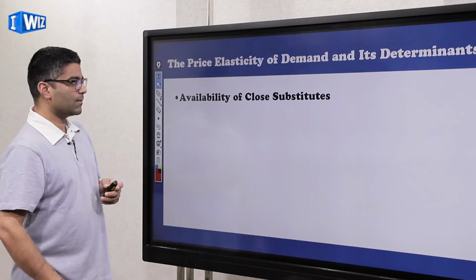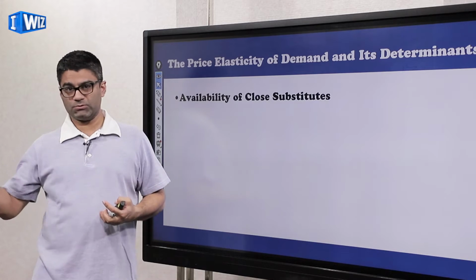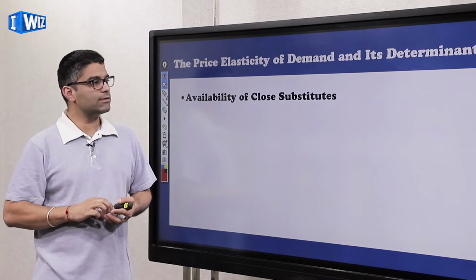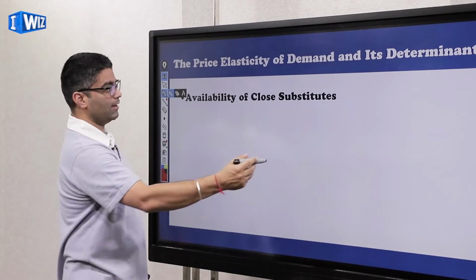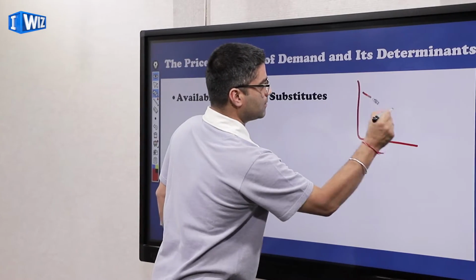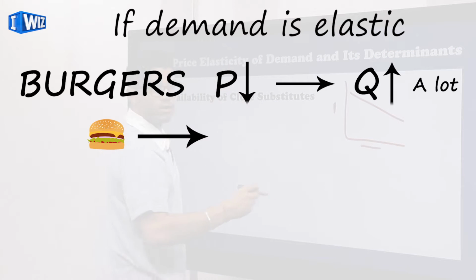So what about availability of close substitutes? So if you're buying a particular good and there are lots of substitutes available for them, do you think the demand curve is going to be very elastic or very inelastic, right? So again, if the demand curve is elastic, it means if the price changes by a little amount, you adjust your quantity by a lot.